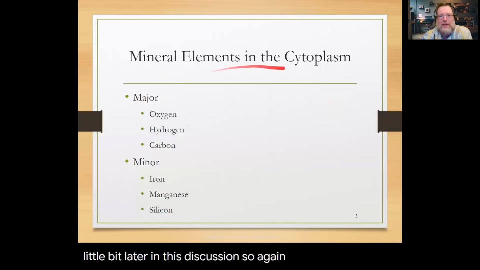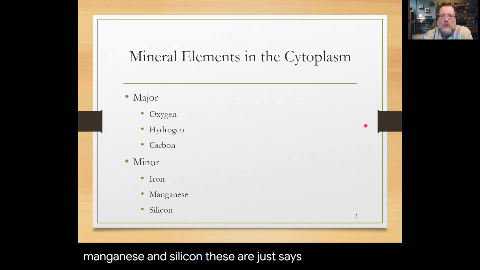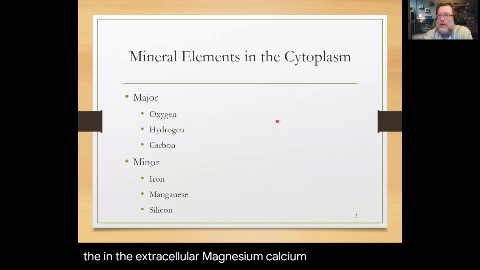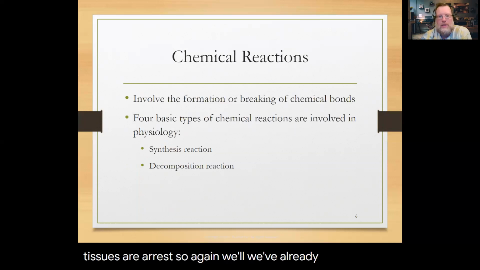So again, in the cytoplasm, we're going to see C, H and O. We also see iron and manganese and silicon. These are just side notes. These are in the cytoplasm. Again, a lot of these trace elements as well as some of these majors are going to be found more in the extracellular, magnesium, calcium. It just depends on whether we're getting a stimulus and an action or not, or if the cells and the tissues are at rest.